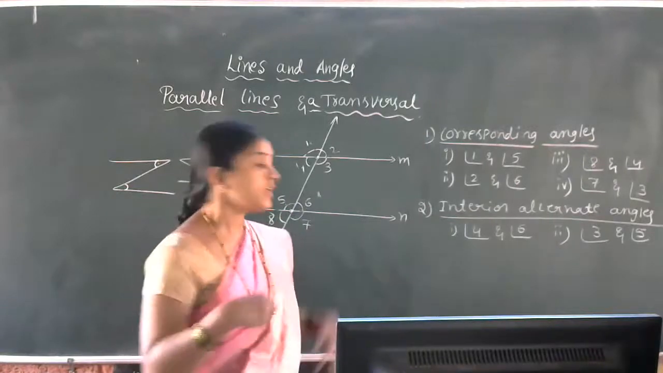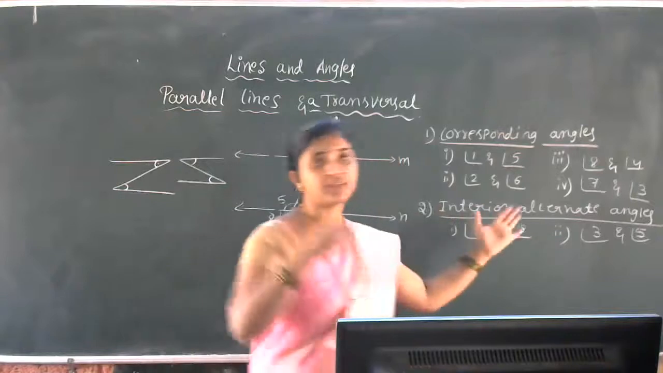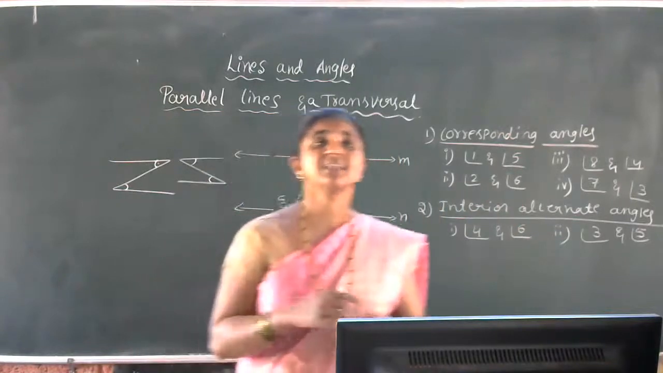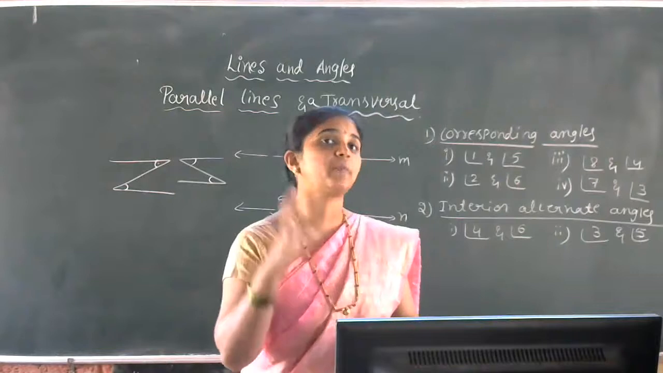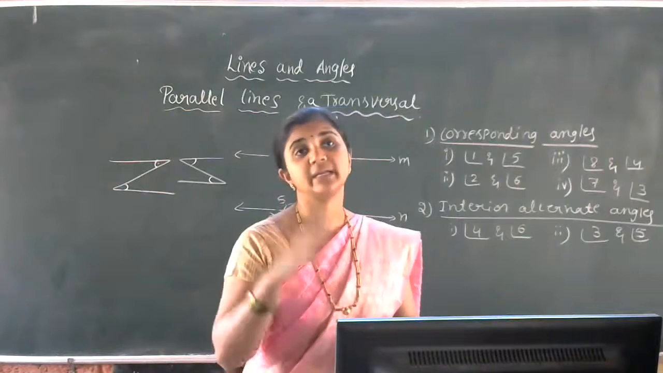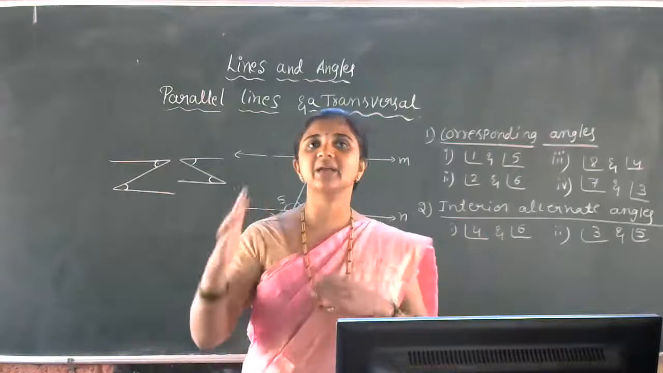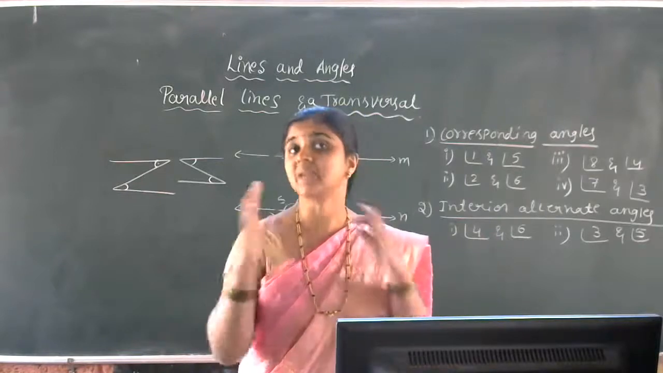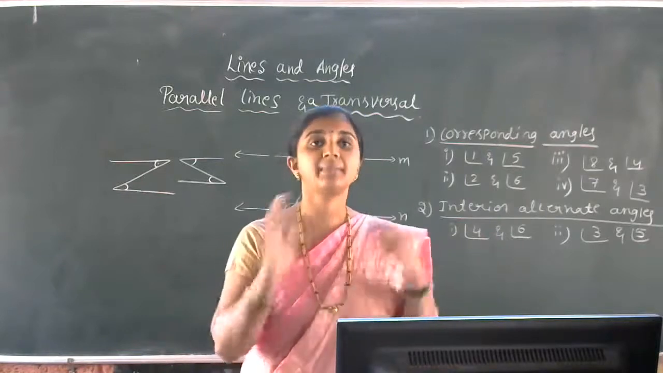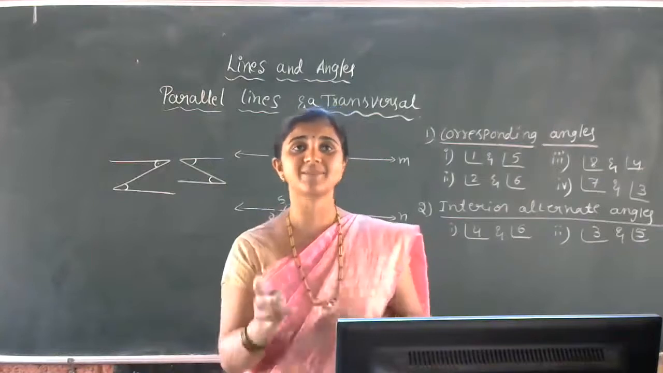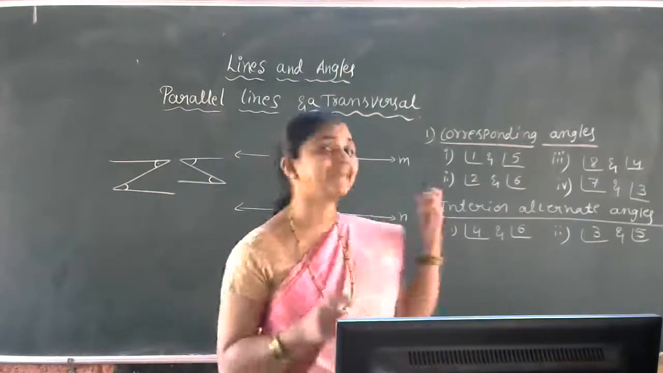So, we know the property that when the two lines are parallel, then the interior alternate angles obtained are equal. If the interior alternate angles are equal, Z-shape angles are equal, then the lines are parallel. So these are the two statements related to interior alternate angles.